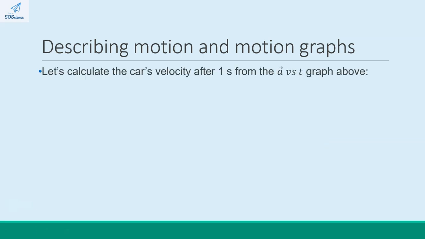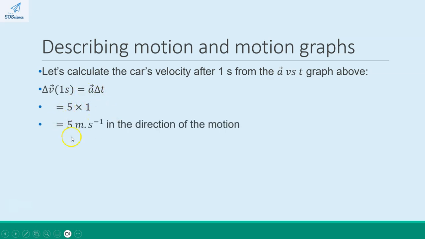So let's calculate the car's velocity after 1 second based on the acceleration time graph. After 1 second, the velocity is the acceleration times the time. The acceleration is 5 meters per second squared times 1 second, and that gives us a velocity of 5 meters per second in the direction of the motion.